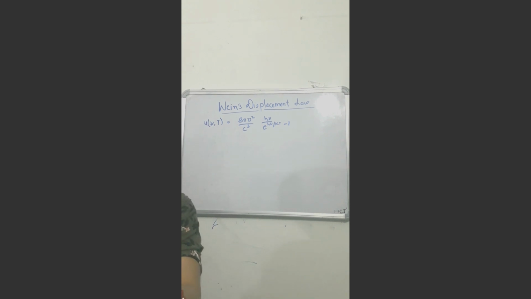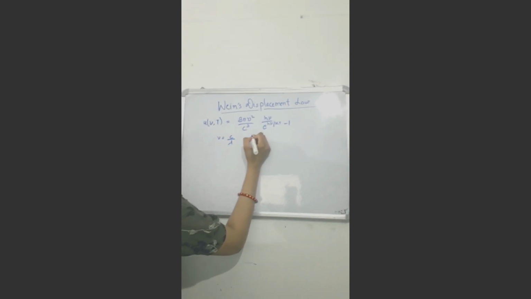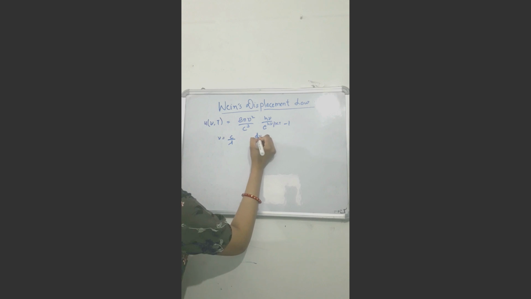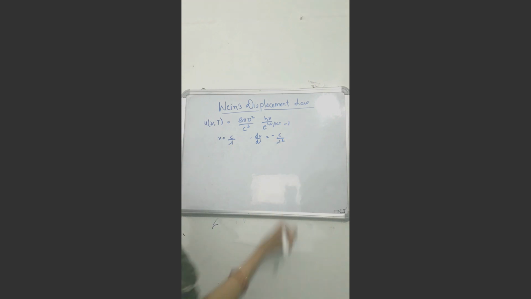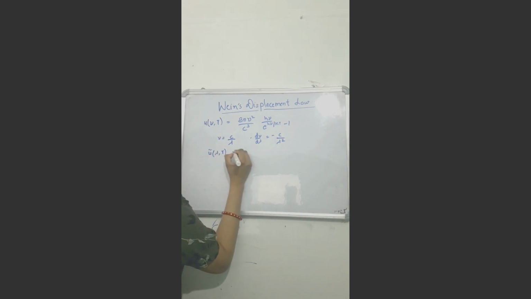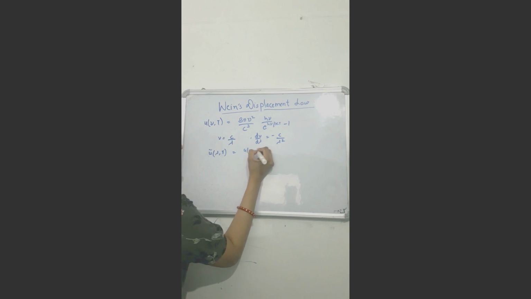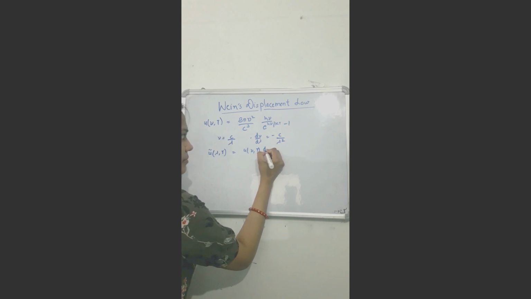Now we will write this equation in terms of lambda. For that we know ν = c/λ, and taking its derivative, dν/dλ = −c/λ². So for writing in terms of lambda, we multiply by dν/dλ.